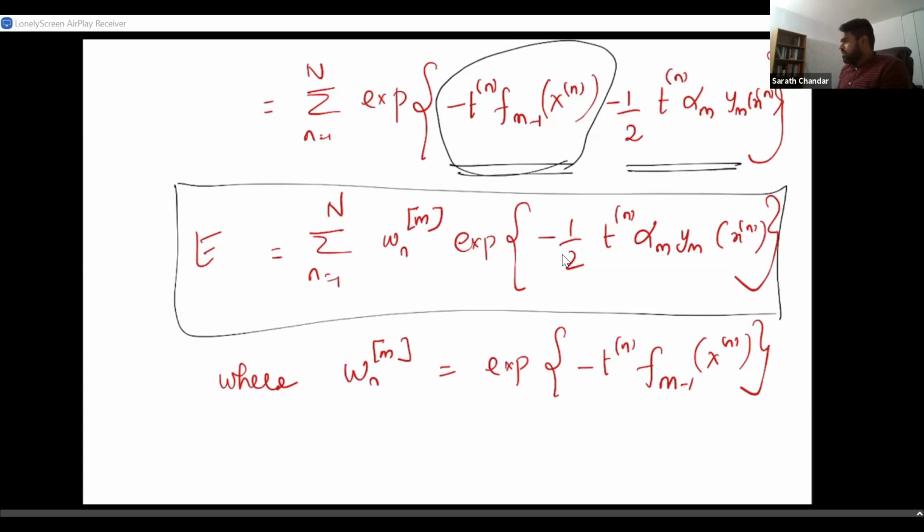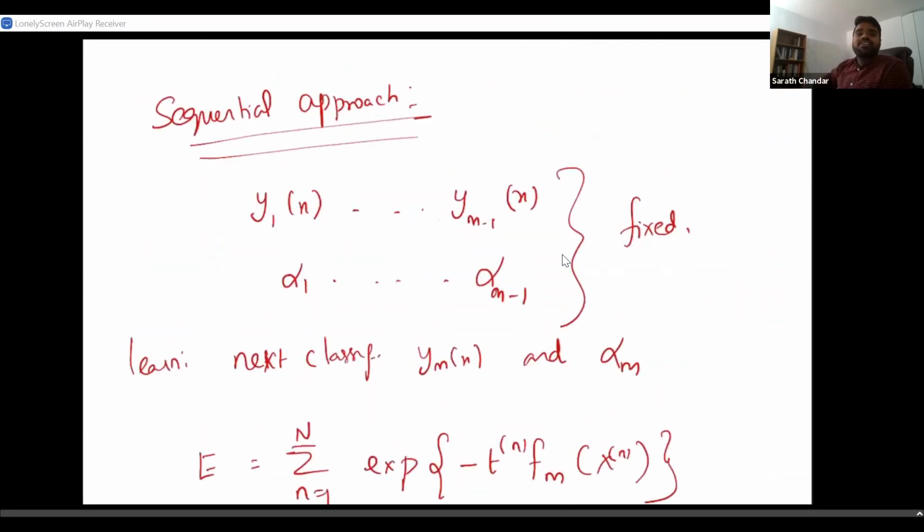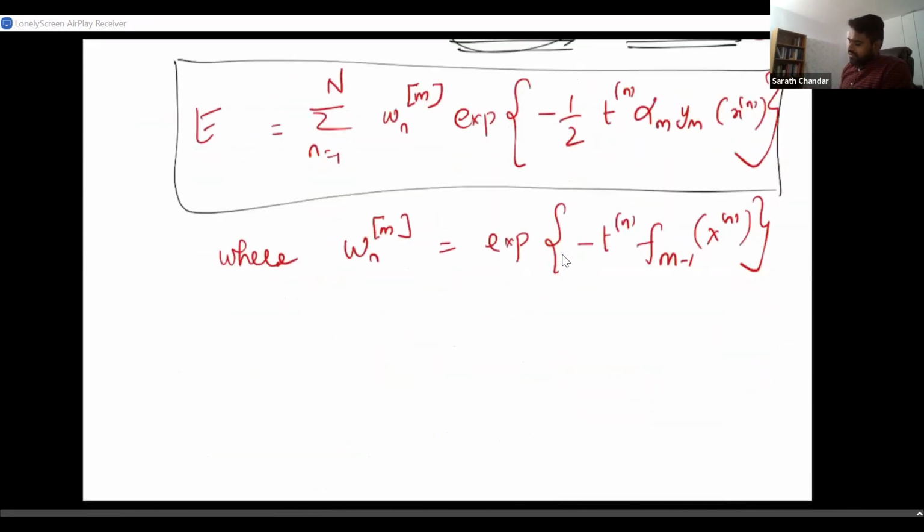There's a question: why are the first m minus 1 terms considered constant? That is the setup. I'm learning each classifier sequentially, so when I'm learning the mth classifier, I have already learned the previous m minus 1 classifiers, so they are fixed. Is that fine?